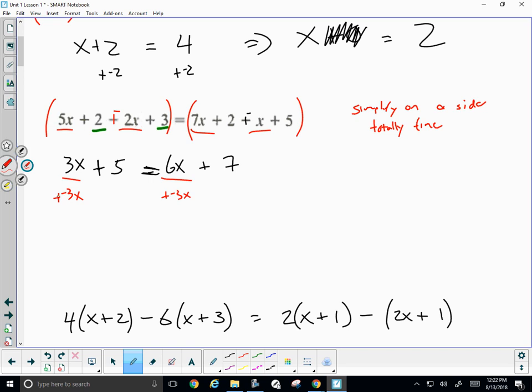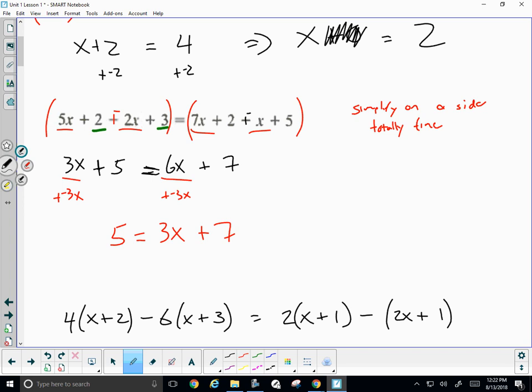Now, 3x plus negative 3x, I have 0 x's over here, which is just 0. So I just have 5 left over. But the 6x plus the negative 3x is 3x's. All of a sudden, I have simplified things so that I have just x's on one side. I only have x's in one location right there. That's good. I can now rescue this x, save it by getting rid of the 7 and then the 3.